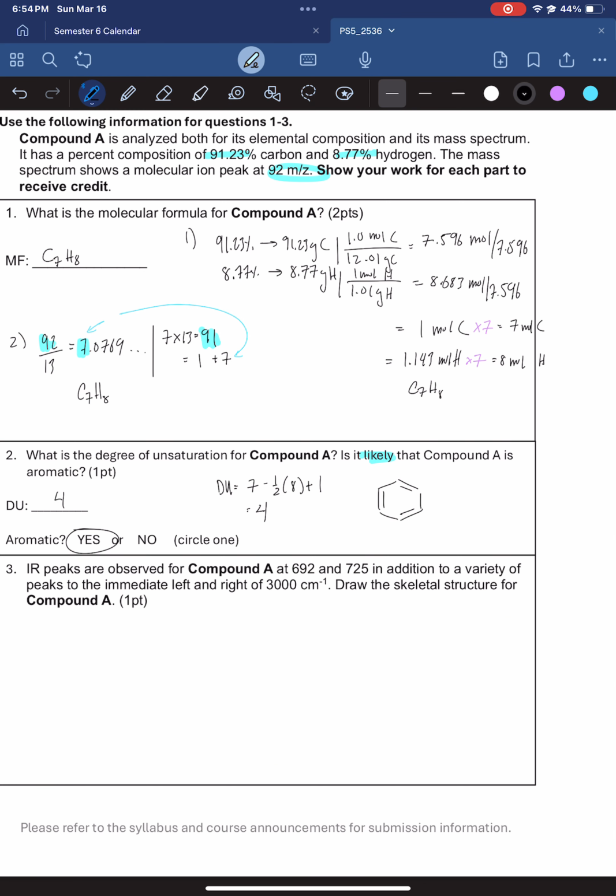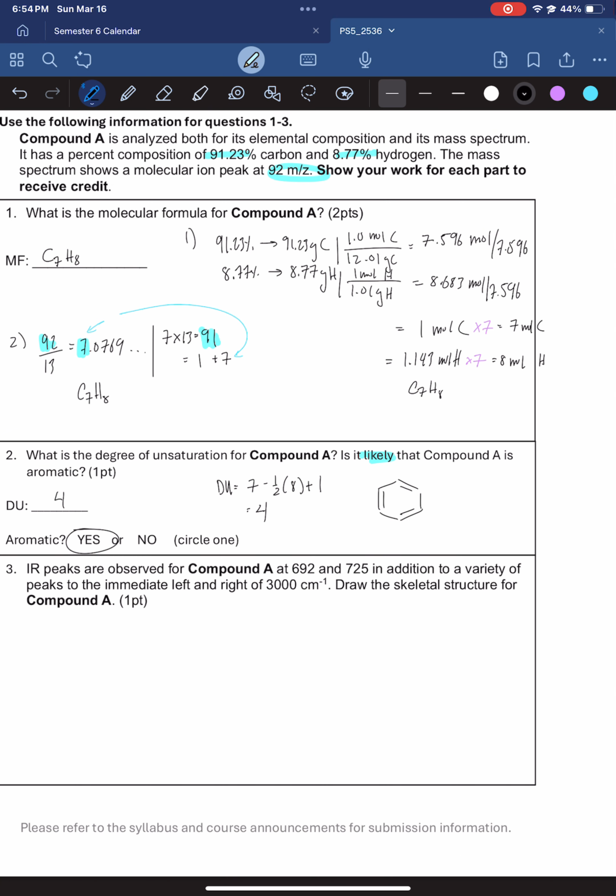Okay, so now we're given question 3. IR peaks are observed for compound A at 692 and 725, in addition to a variety of peaks to the immediate left and right of 3000. Draw the skeletal structure for compound A.